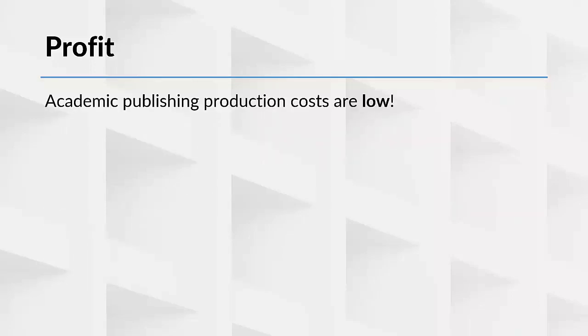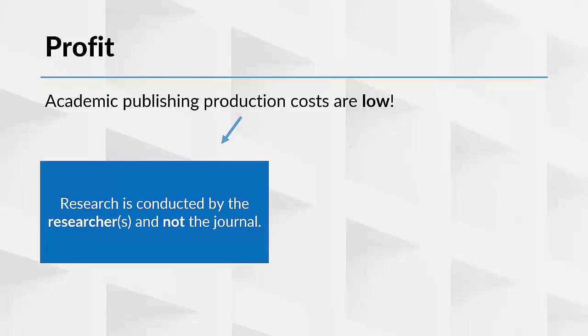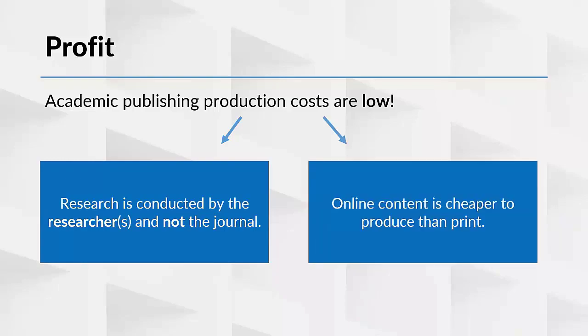You need to realize that academic publishing production costs are very low. Research is conducted by the researchers and not the journal. The journal doesn't have a team of researchers it employs putting out scholarly content. The research is conducted by your peers. And not only that, online content is significantly cheaper to produce than print.